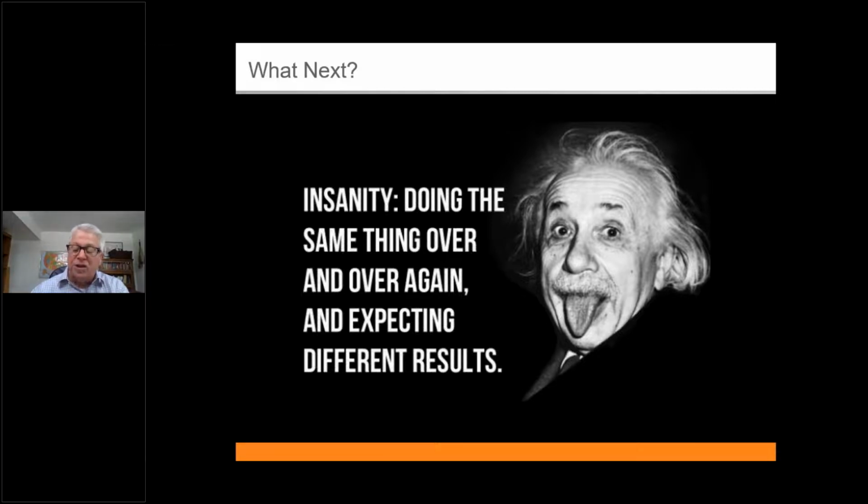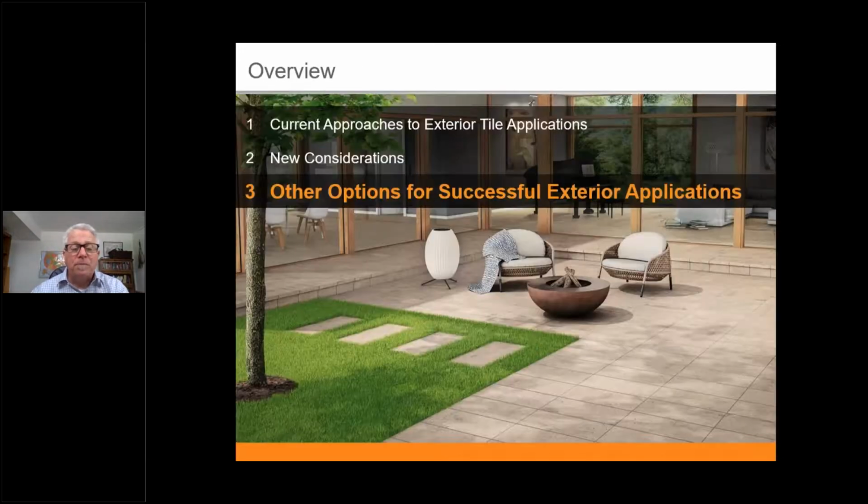It always amazes me. There's never enough money to do it right the first time, but somehow it's always found to replace it and do it right the second time. Although I've seen many cases where they put it back in the exact same way it was put in the first time, and you know that's just a limited lifespan on that, certainly. So let's look at some other options for some exterior successes here.